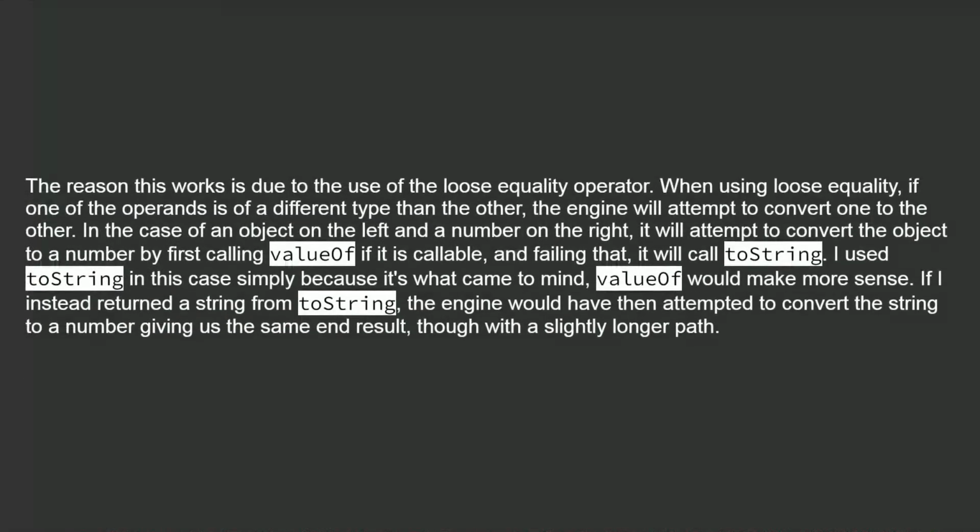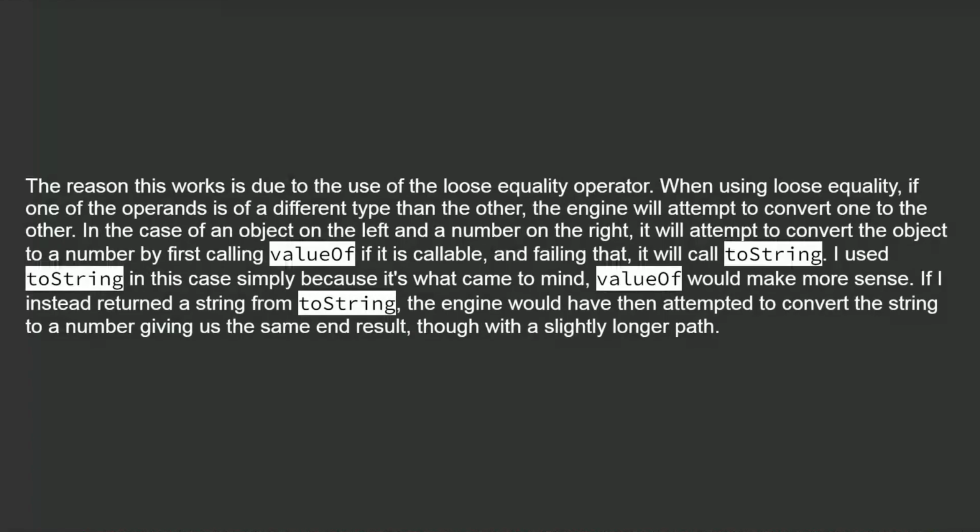The reason this works is due to the use of the loose equality operator. When using loose equality, if one of the operands is of a different type than the other, the engine will attempt to convert one to the other. In the case of an object on the left and a number on the right, it will attempt to convert the object to a number by first calling valueOf if it is callable, and failing that, it will call toString. I used toString in this case simply because it's what came to mind.